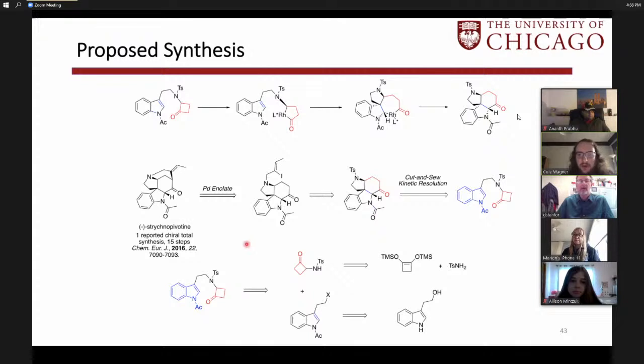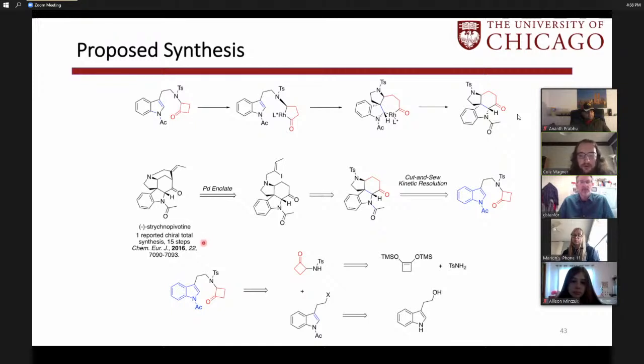So I propose that if we can get this cut-and-sew and kinetic resolution reaction to work, we can get this, and then deprotecting this nitrogen and alkylating with this, we can get this intermediate, and then using palladium enolate chemistry, we can form this natural product. Only one synthesis has been published for this, in 15 steps.